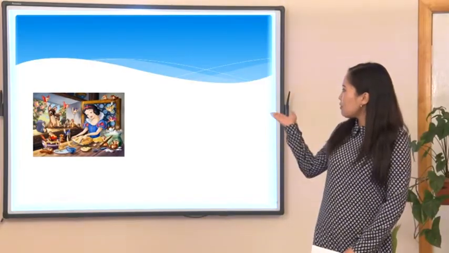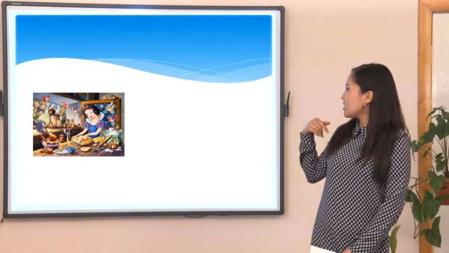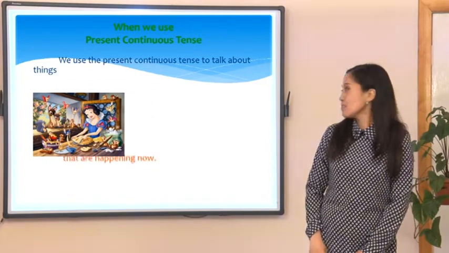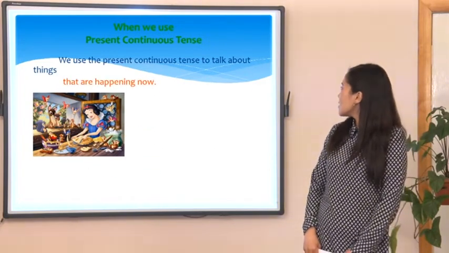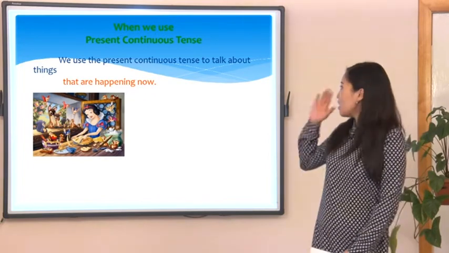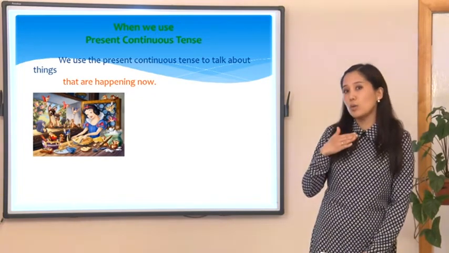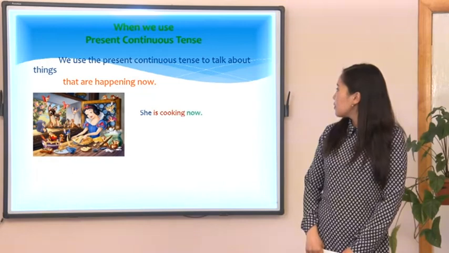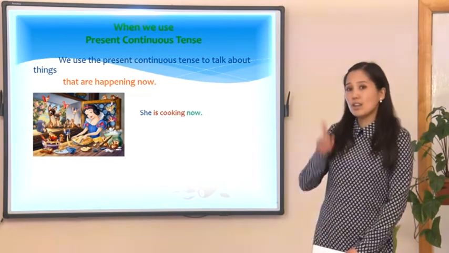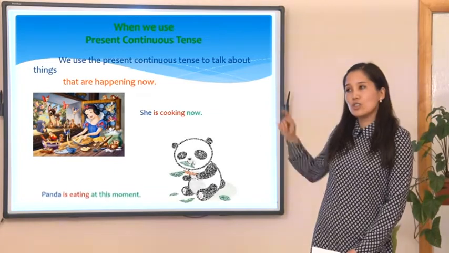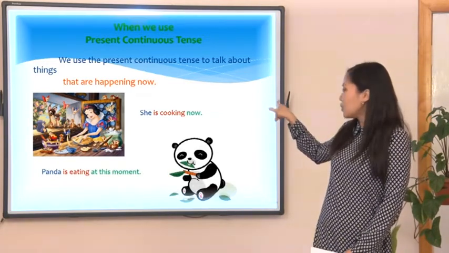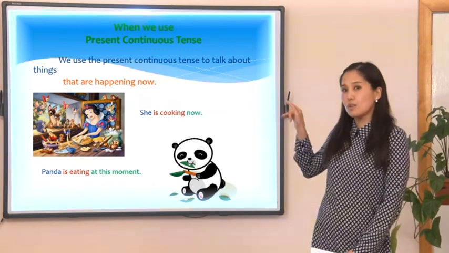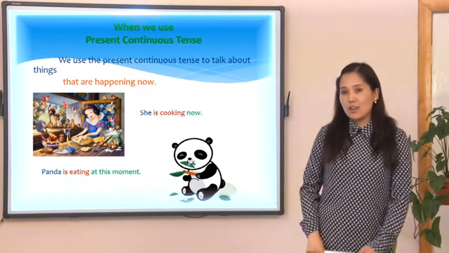For example, we have a picture and I will show you when we use present continuous tense. Let's listen. We use present continuous tense to talk about the things that happen now, right now, at the moment. For example, she is cooking. Okay, let's think. What is she doing? She is cooking now. Not every day, not tomorrow, just now. Okay, do you understand me?